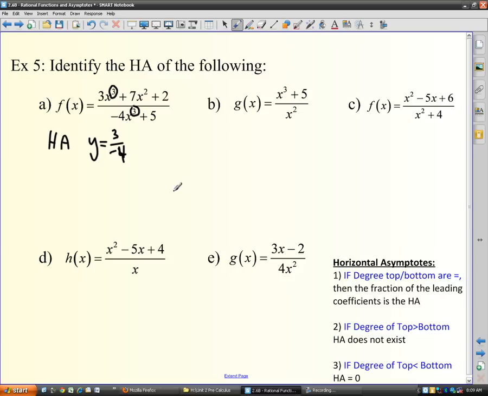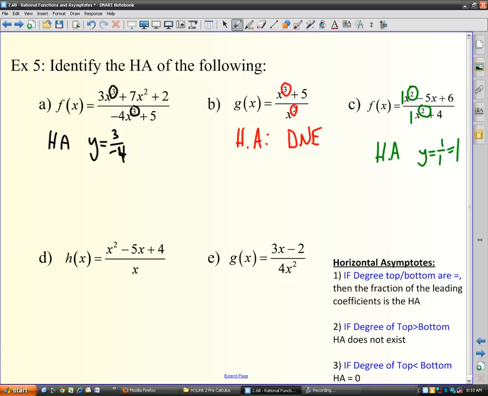In the next one, if you look, the degrees do not match, so we've got to look at either 2 or 3, and it looks like the top is bigger than the bottom, so when the top is bigger than the bottom, there is no horizontal asymptote. So we could say horizontal asymptote does not exist. And there's another type of asymptote that appears from this, but we're not going to talk about it today. So then, we have the degrees matching, so we look at the leading coefficients. So in this case, the horizontal asymptote is y equals 1 over 1, which is 1.